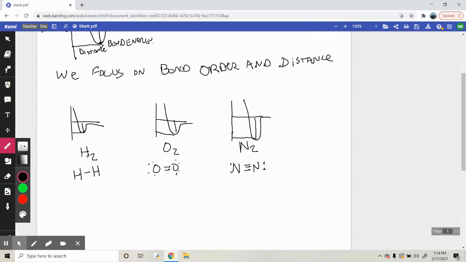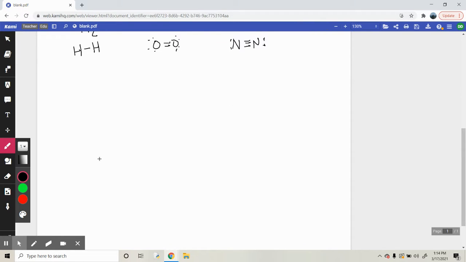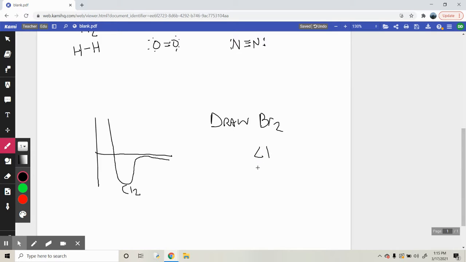A question that we saw on the AP exam was a situation like this, where they drew an internuclear force diagram and said this was Cl2, and they said to draw Br2. Well, if you look at the periodic table, Cl is right here in the halogens, and Br is directly below it. So it does have a much larger atomic radius.